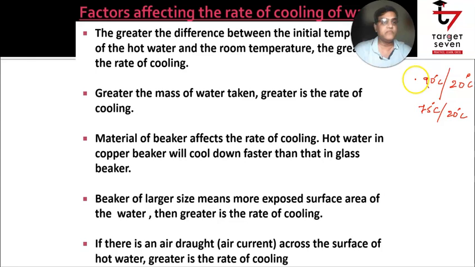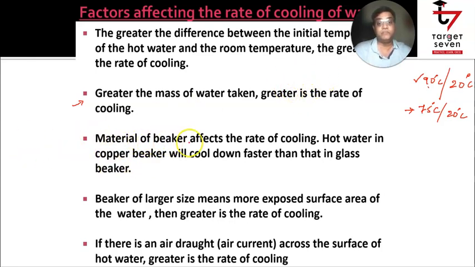In this scenario, the water at 90 degrees Celsius will cool down faster than in the other scenario. So one factor that would affect the rate of cooling is the difference in the temperatures. The second factor is the mass of water: the greater the mass of water taken, the greater will be the rate of cooling. 100 grams versus 1 kg, it clearly says that the 1 kg of water will cool down faster, provided both of them have the same initial temperature.